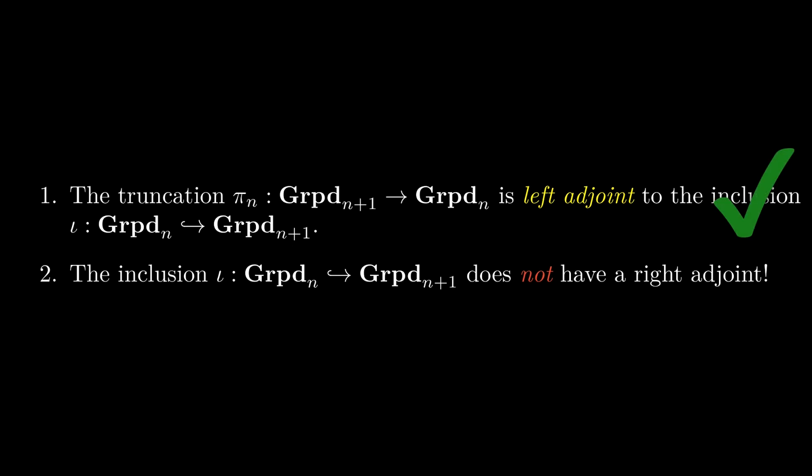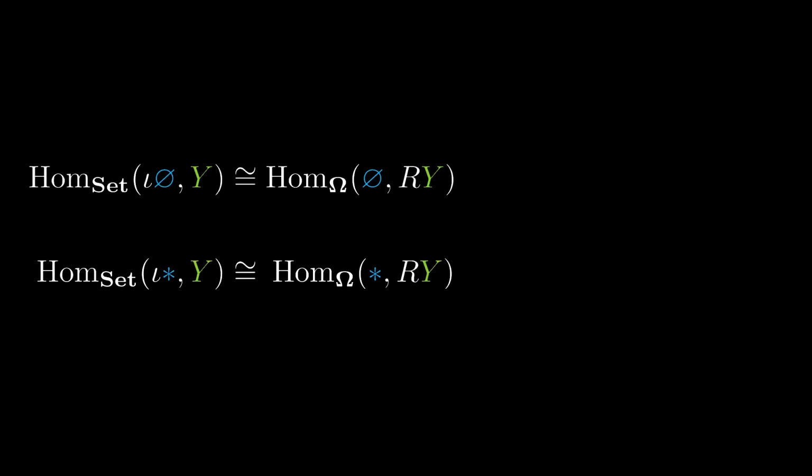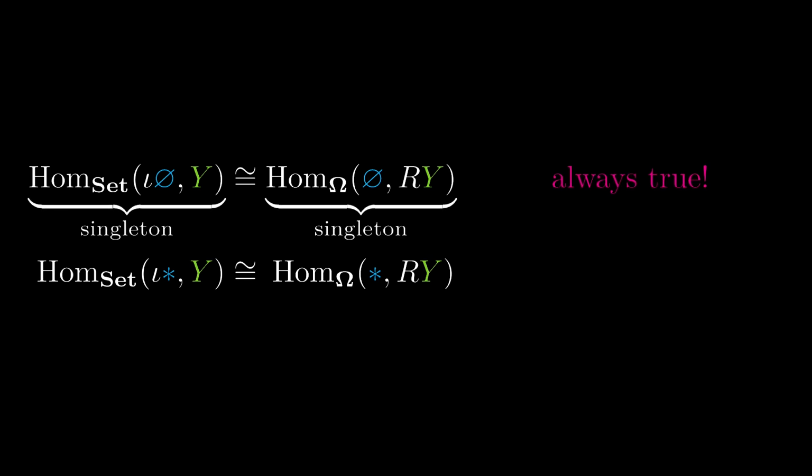Now let's wrap things up by proving that the inclusion can't have a right adjoint. Let's make believe that the inclusion admits some right adjoint R. Again, we have two correspondences. Dual to earlier, the first correspondence is always true by virtue of the empty set being an initial object in both omega and the category of sets.